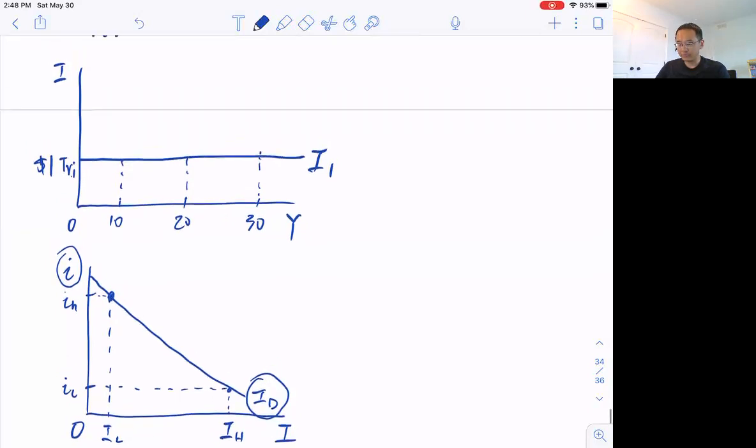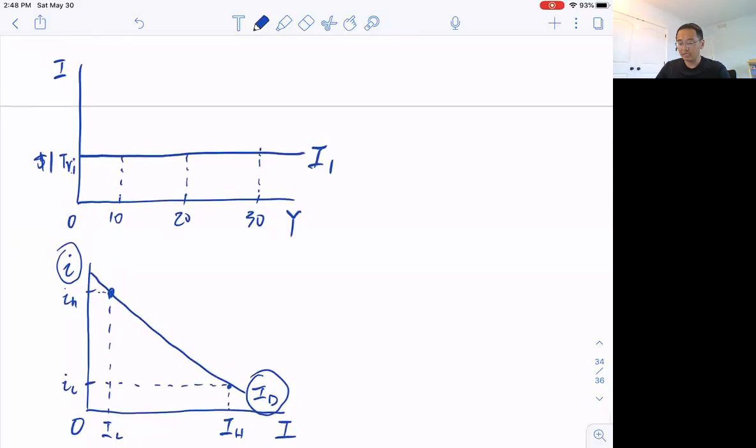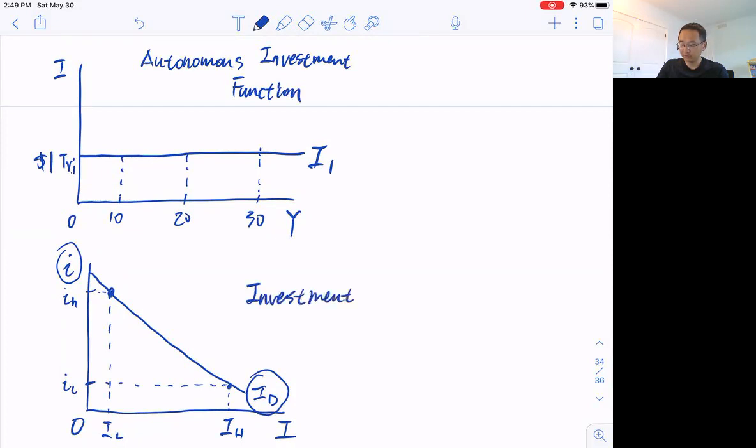Now, so that being said, then interest rate is the only thing that can shift your investment function, your autonomous investment function here. Okay. So this is called autonomous investment function. Okay. And this is your investment demand function.